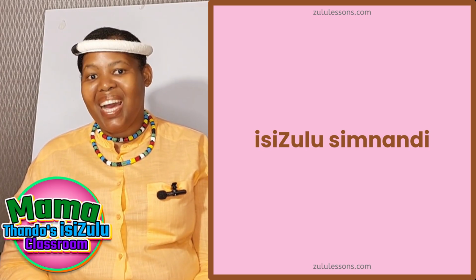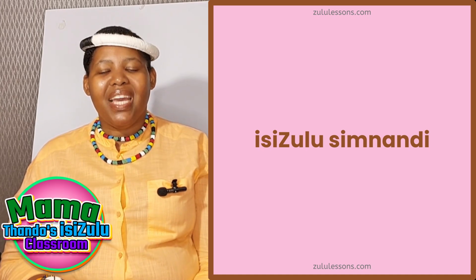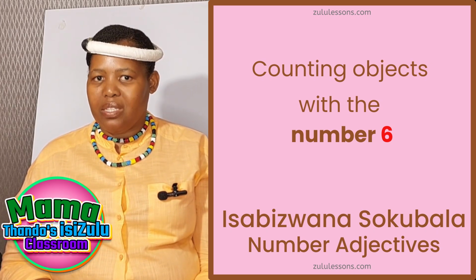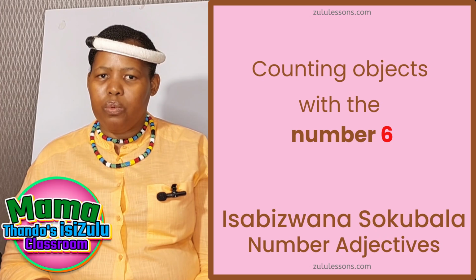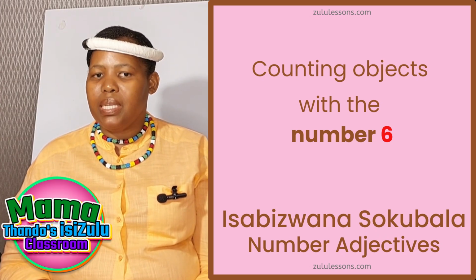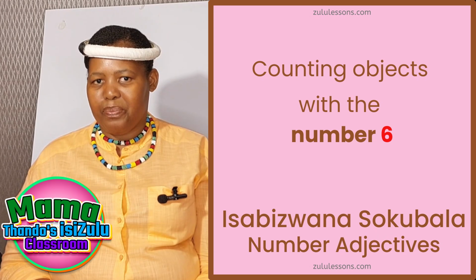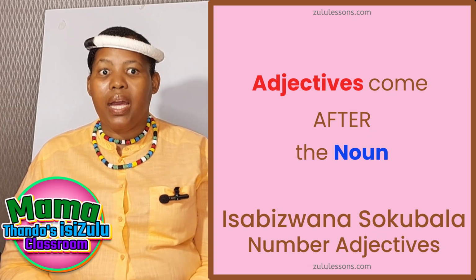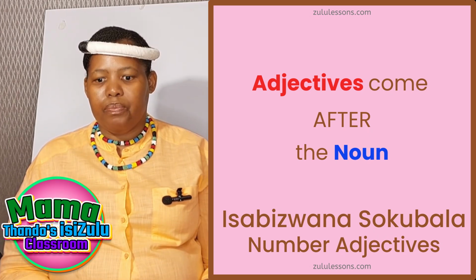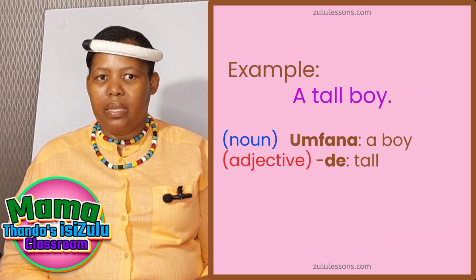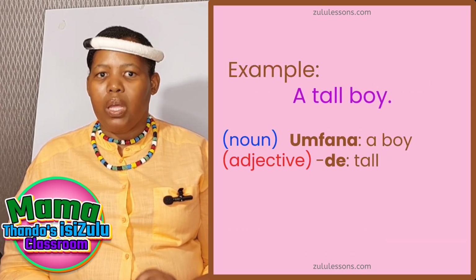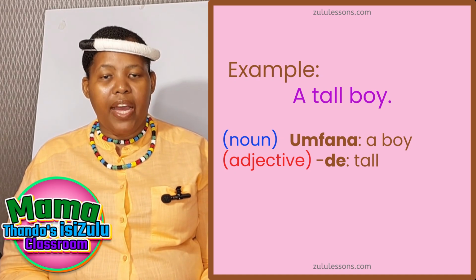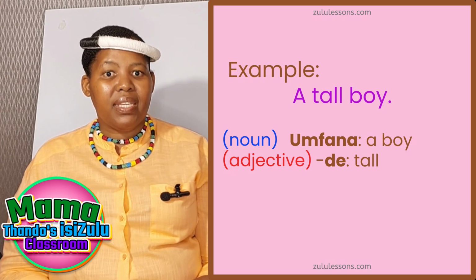isiZulu simnandi. Mngani, in this video lesson, we're going to learn how to count objects in isiZulu. We will be using the number 6, isithupha. In isiZulu, the adjective always comes after the noun. For example, to say a tall boy, the word boy, umfana, comes before the adjective tall, which is de.